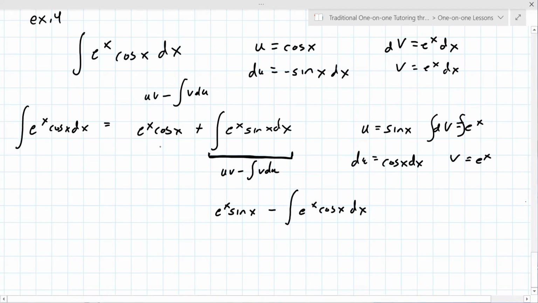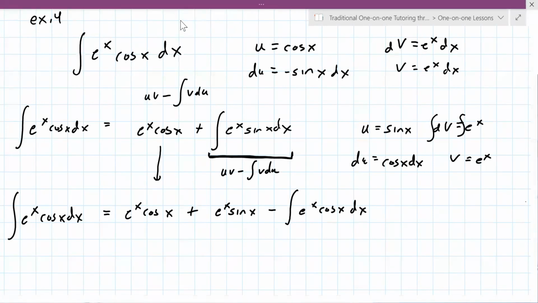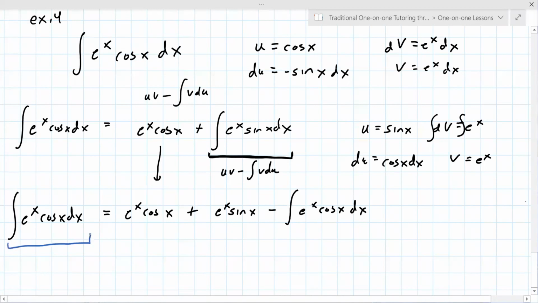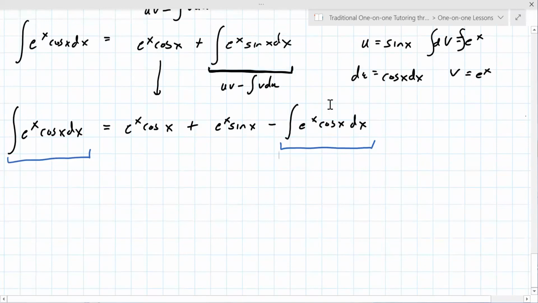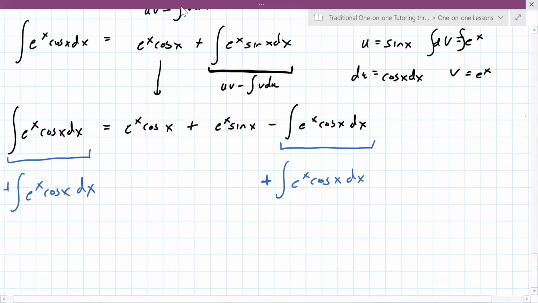Now this is very important. We bring this other stuff down: e to the x cosine x plus, and remember, this is what we started with, over here on the left. Do you see that this on the left is the same as this on the right? Yes. So if you were to add the integral e to the x cosine x dx to both sides of the equation, how many of these do you have now? You have 2.